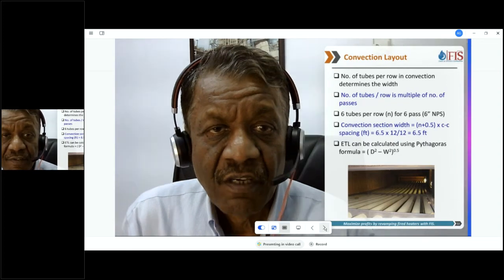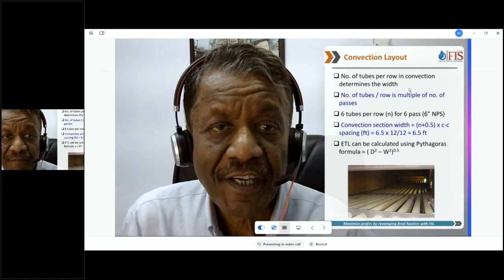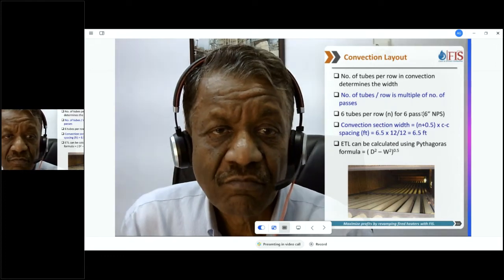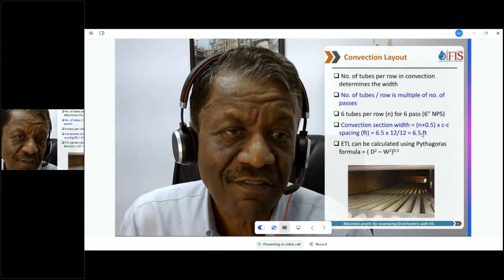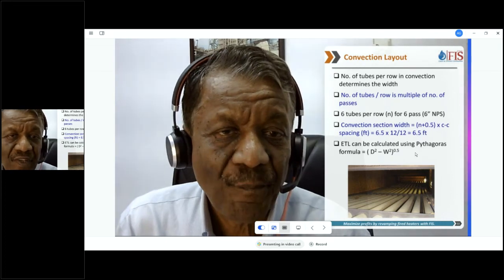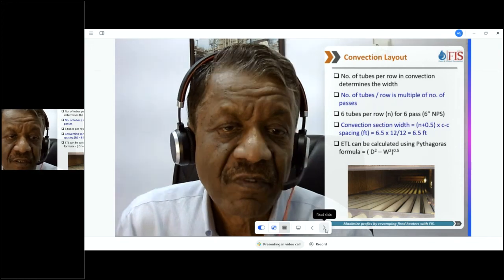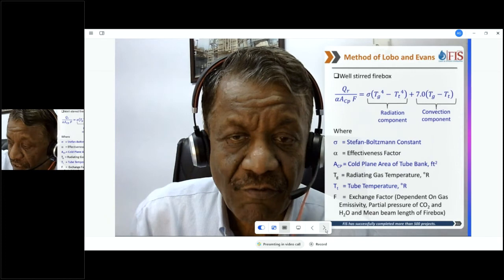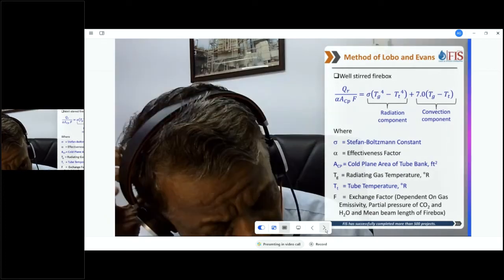Since we had a 6-pass design, we went with 6 tubes per row, and the convection section width is about 6.5. So we can calculate the length of the tube by using Pythagoras theorem. And that's what we came up with. So we did it.